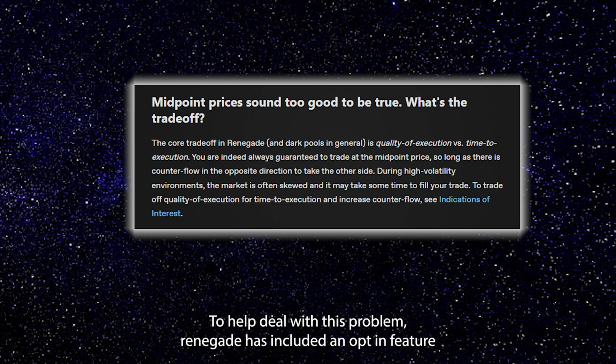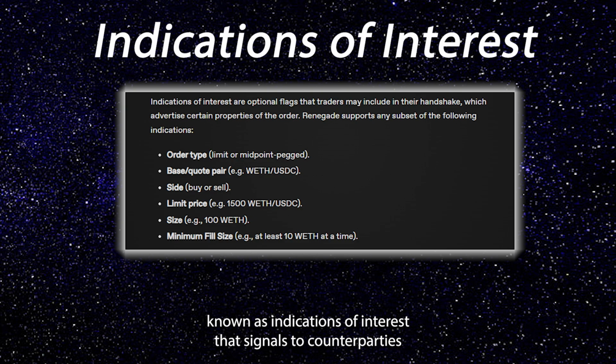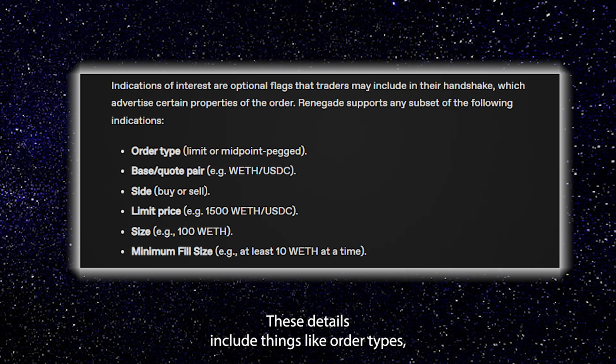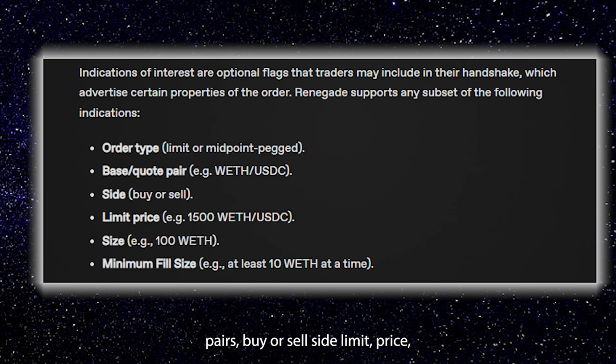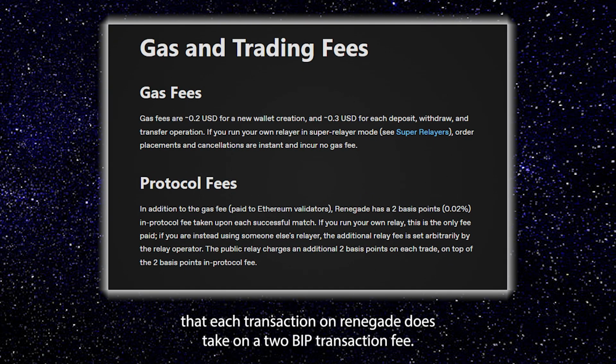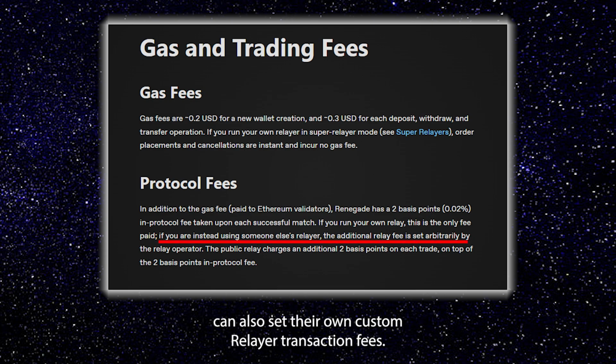To help deal with this problem, Renegade has included an opt-in feature known as indications of interest that signals to counterparties a few important pieces of information about how you want to transact in order to make transacting more enticing. These details include things like order types, quote pairs, buy or sell side, limit price, size, and minimum fill size. Keep in mind, all of these details are private unless users want to use these indications of interest. Users should keep in mind that each transaction on Renegade does take on a 2 BIP transaction fee. Additionally, relayers who execute the MPC transactions on Renegade can also set their own custom relayer transaction fees.